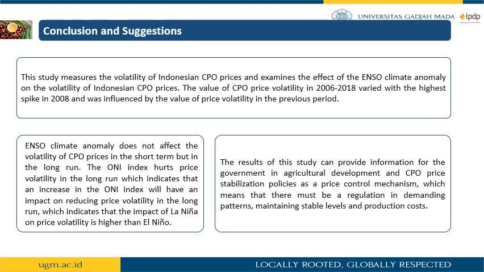The ONI index has a negative effect on price volatility in the long run, which indicates that an increase in the ONI index will have an impact on reducing price volatility in the long run, which indicates that the impact of La Nina on price volatility is higher than El Nino. The results of this study can provide information for the government in agricultural development and CPO price stabilization policies as a price control mechanism, which means that there must be regulation in demand patterns, maintaining stable levels, and production costs.